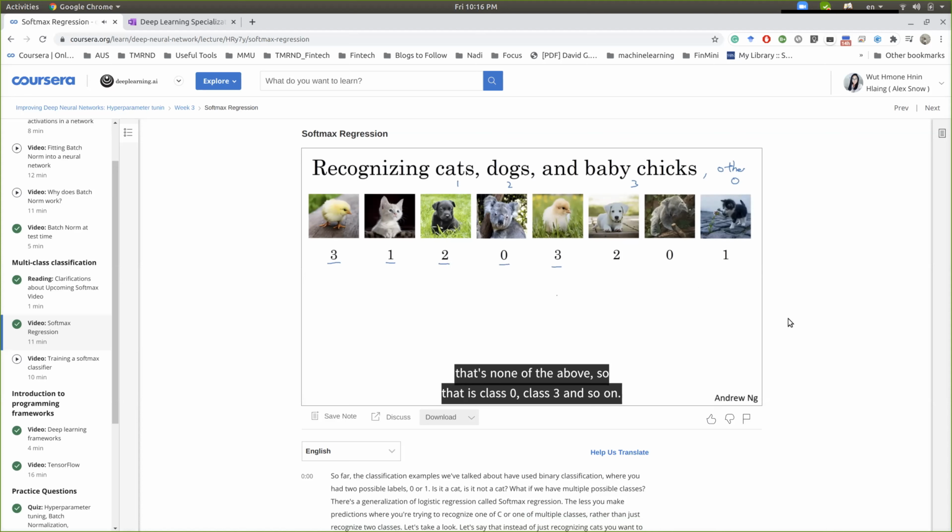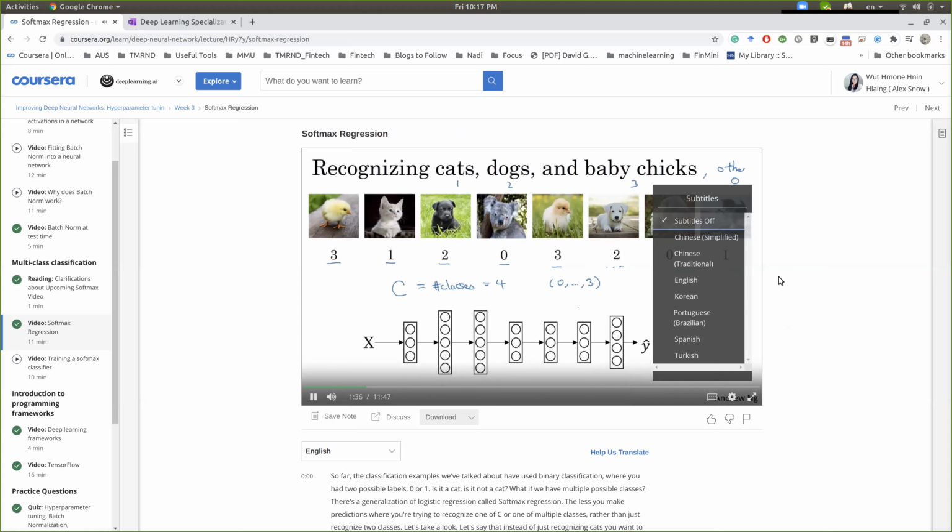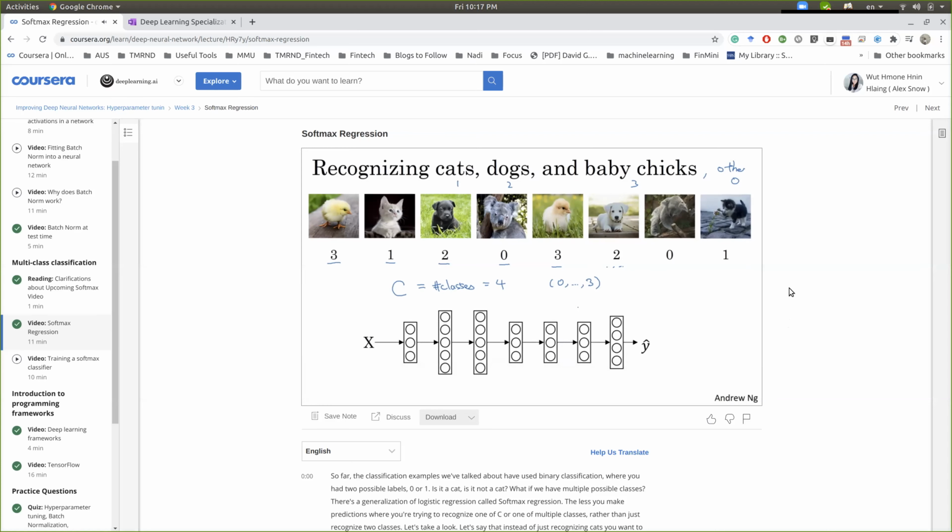So that's class zero, class three, and so on. So the notation we're going to use is capital C to denote the number of classes you're trying to categorize your inputs into. In this case, you have four possible classes, including the none of the above class. So when you have four classes, the numbers indexing your classes will be 0 through C minus 1, in other words 0, 1, 2, or 3. In this case, we're going to build a neural network where the output layer has four, or in general capital C, output units. So N, the number of units in the output layer, which is layer L, is going to be equal to 4, or more generally, equal to C.